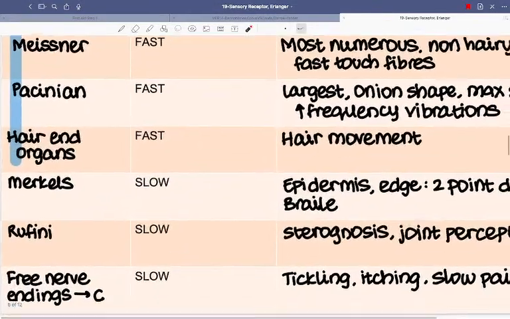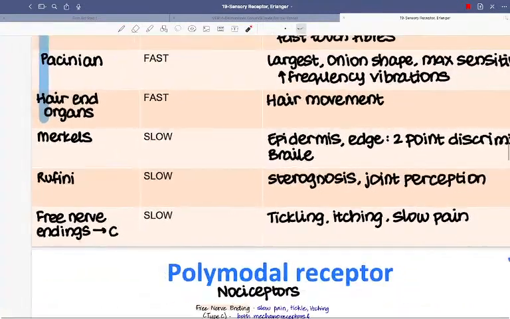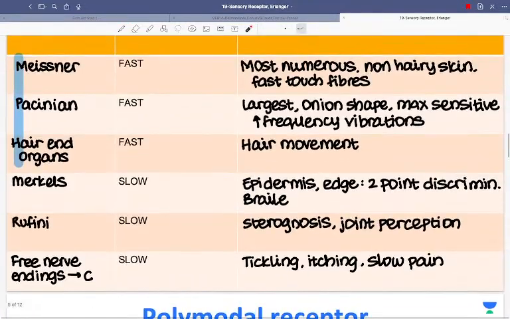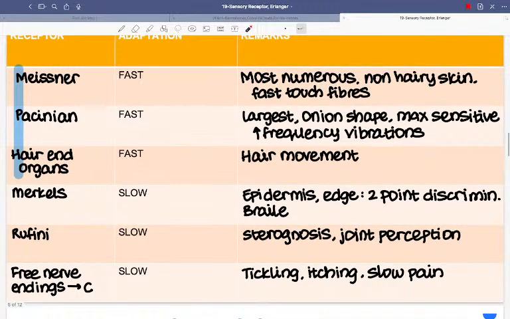Okay, this is a better table that ma'am had. Meissner is fast obviously, all of these, and this side is going to be slow: Merkel, Ruffini, free nerve endings and so on. Meissner is the most numerous, in non-hairy skin, fast touch. This one is the largest, onion shaped, with maximum sensory increase: vibration sense is Pacinian, like I had said. Hair end organs is obviously Hammer, and Merkel is going to be Braille. So this is very important.